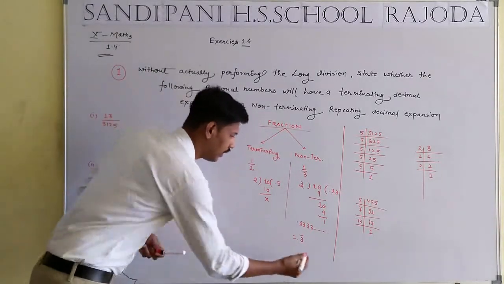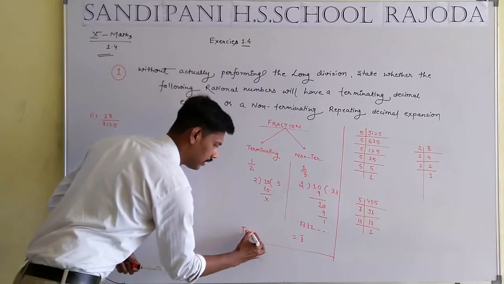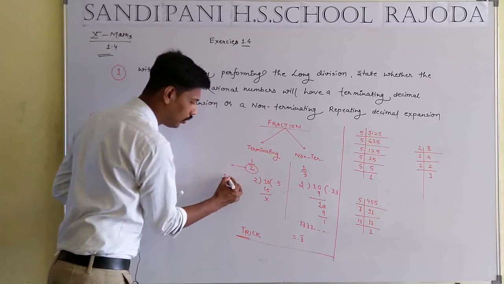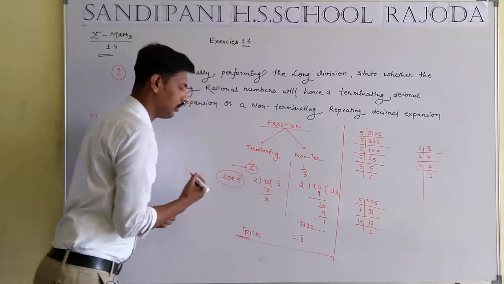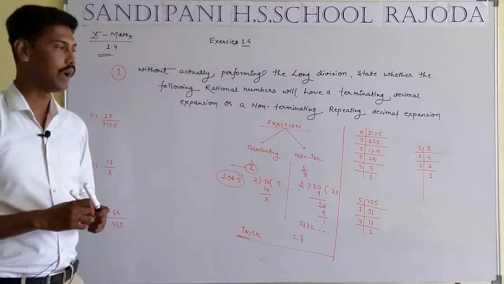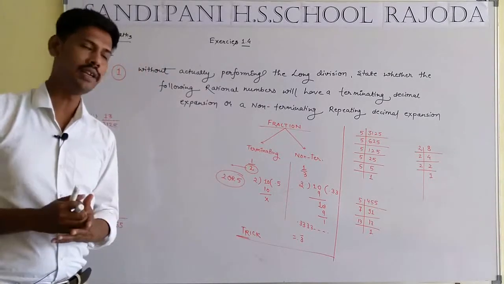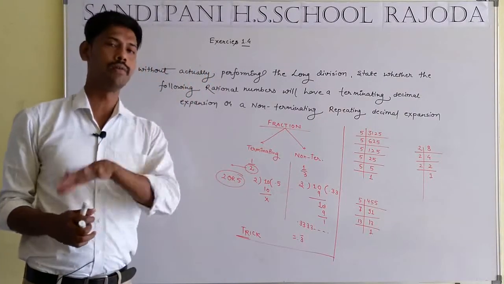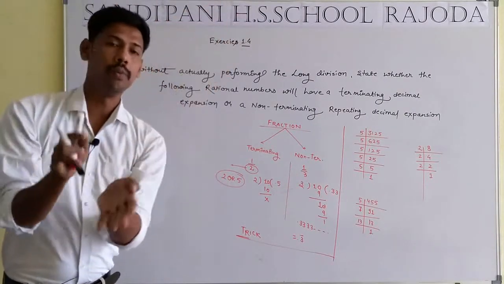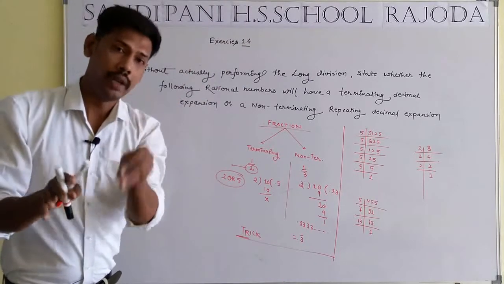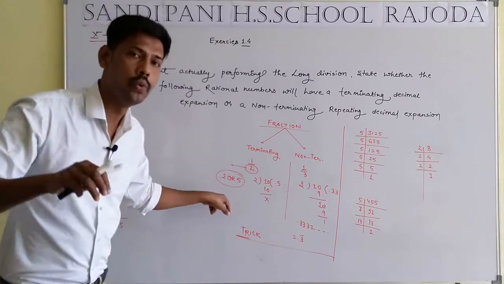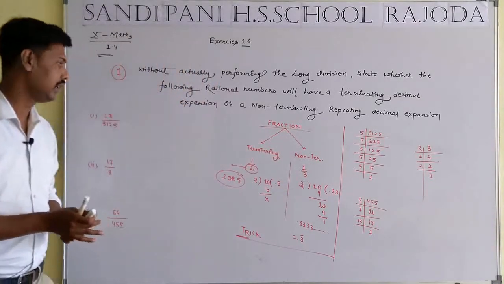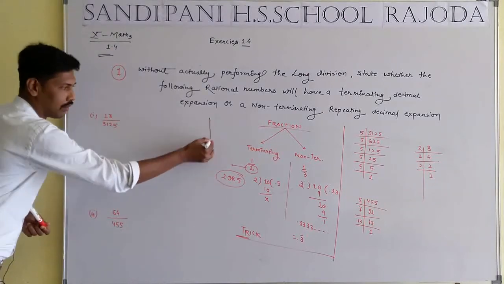Simply, in another language, a short trick: a number whose denominator has only 2 or 5 is known as terminating. A number whose denominator has any factor other than 2 and 5, that means डिनोमिनेटर में 2 और 5 है तो टर्मिनेटिंग और 2 और 5 के अलावा कुछ भी है तो उसको बोलेंगे नॉन टर्मिनेटिंग. Now we are solving some questions.